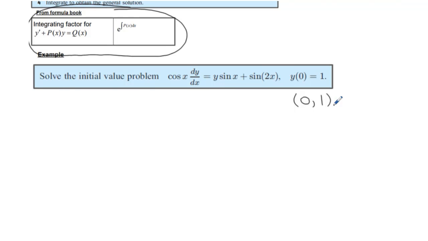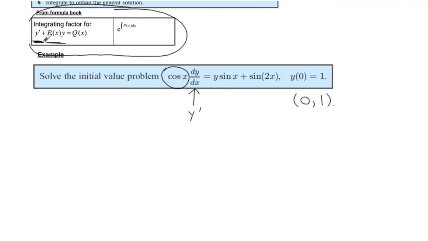Right, so you can see we've got some issues. We want it in this form where we've got y dashed, which means dy by dx, plus p of x times y equals q of x. So we've got a y dashed here, but then we've got an issue here. To apply this method, you want the y dashed on its own. So that cosine x has got to go. So we have cosine x dy by dx equals y sine x plus sine of 2x. There are a couple of other issues as well, but let's just start on the cosine x.